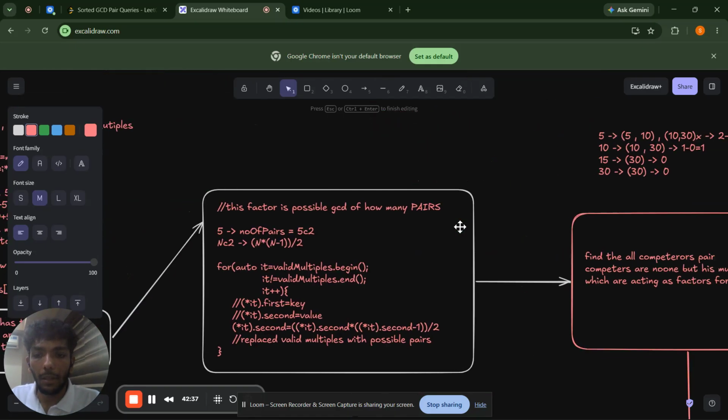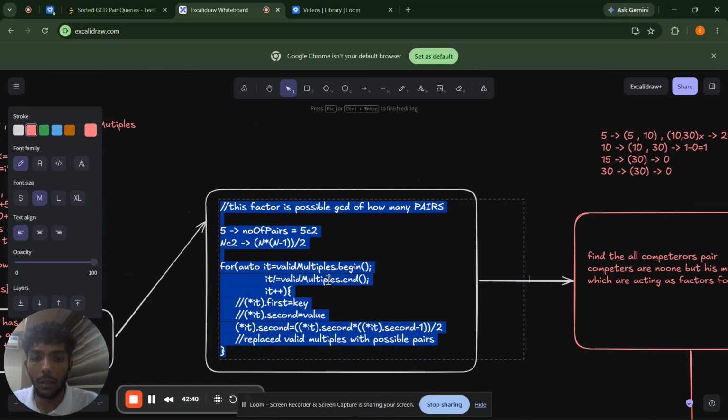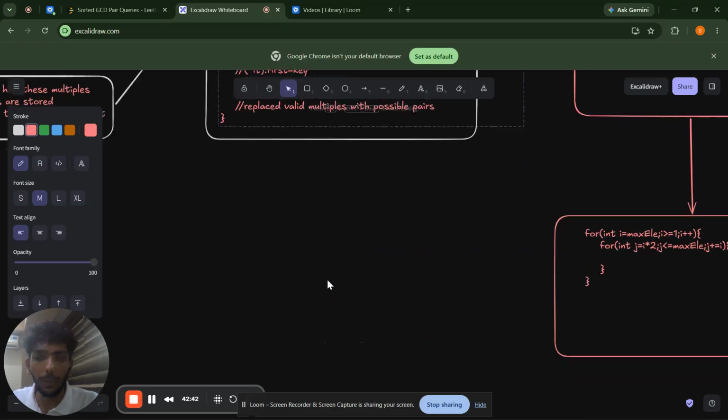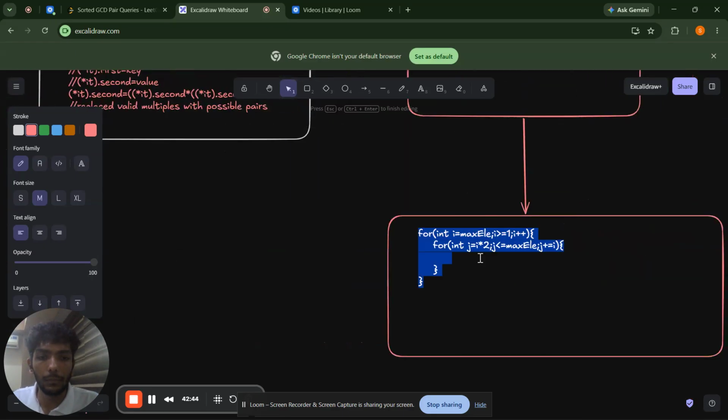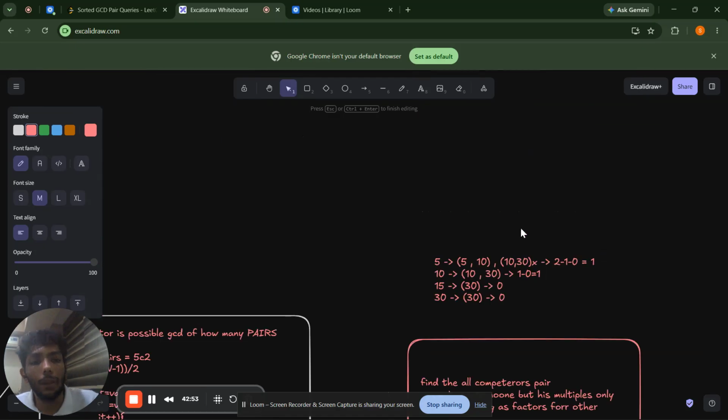What is the map here? Map here is the varied multiples. For 5, we have seen that we subtracted the number of pairs for which 10 was taking away its pairs. 10 was taking away these pairs.